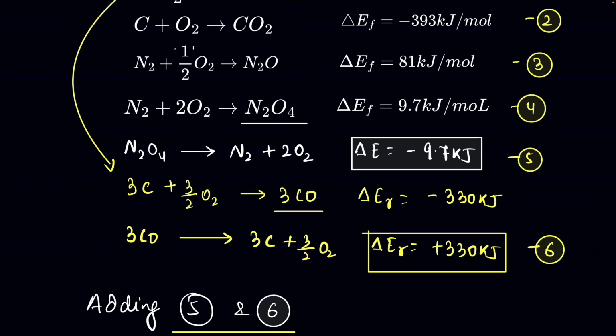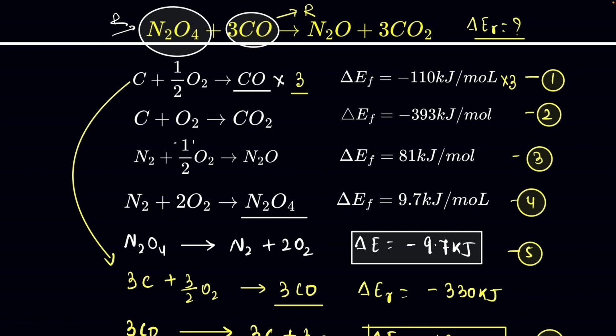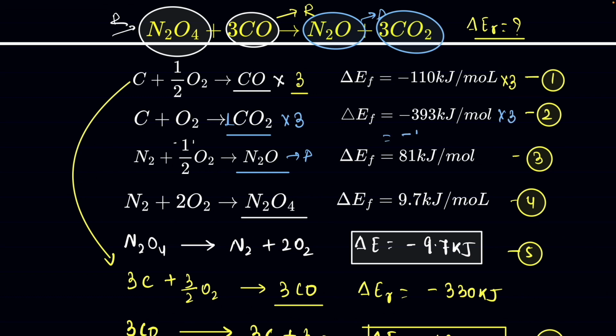Now let's see the product of the reaction. In the product we have N2O, and N2O is present in the third reaction. As this is on the product side and that is also on the product side, there is no change in this reaction. Now we have 3CO2. Carbon dioxide is present in the second reaction, but only for 1 mole, so we have to multiply with 3. This energy will also be multiplied by 3. It's equal to minus 1179 kilojoule. So we can write this reaction down here.